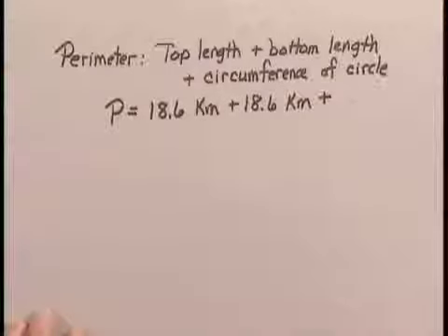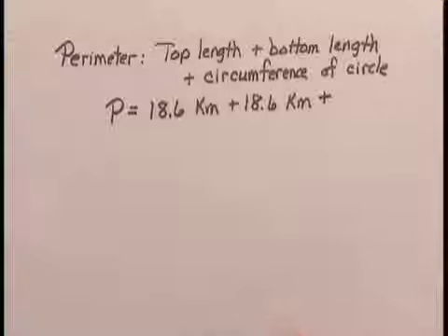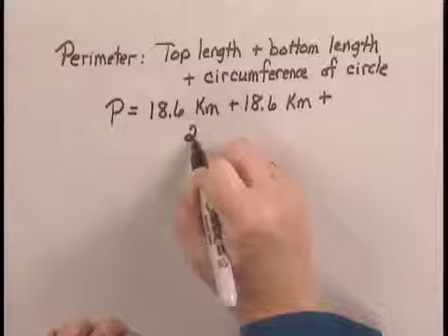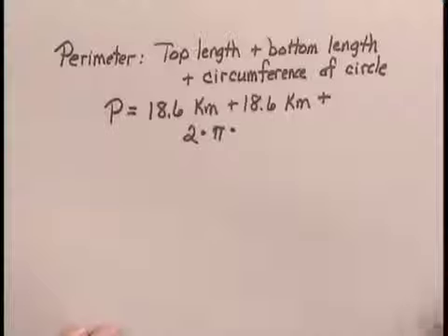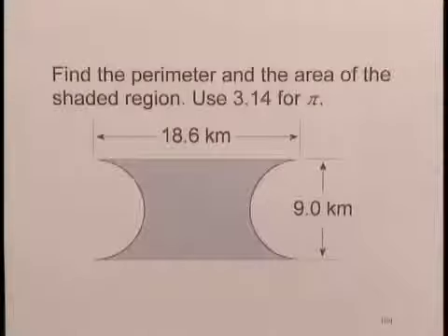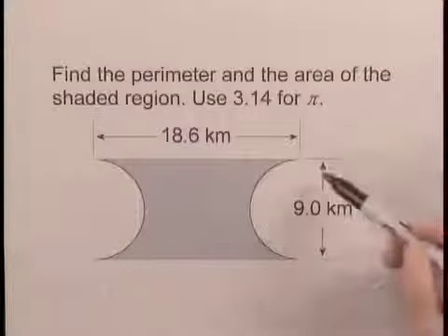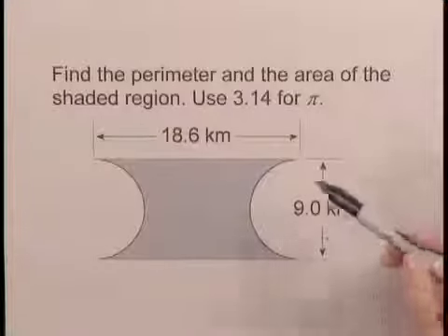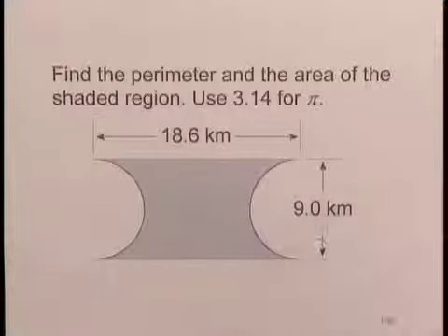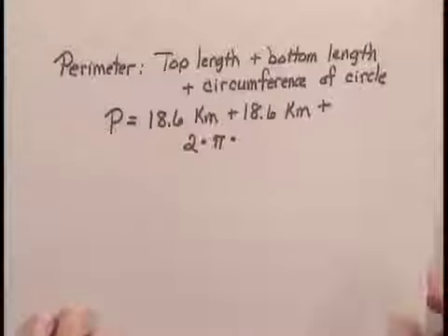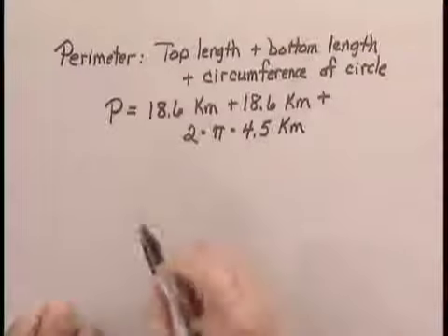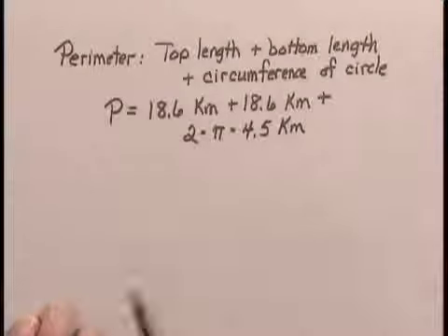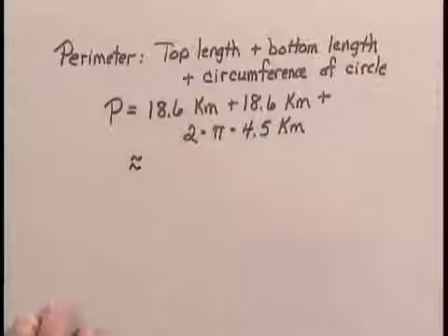The formula for circumference is 2 times pi times the radius. So I'm going to write 2 times pi times the radius. Being very careful, the radius is not the diameter. The diameter is 9.0 kilometers. The radius then will be 4.5, or half of 9.0 kilometers. So I write this as 4.5 kilometers. In this step, I'm going to substitute 3.14 for pi, so use an approximation sign.